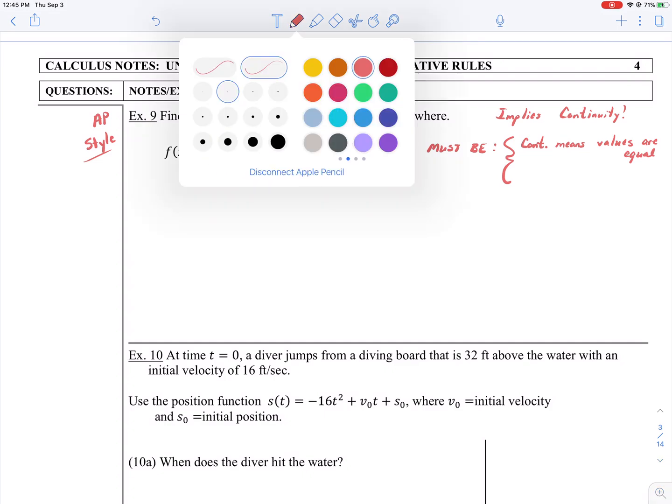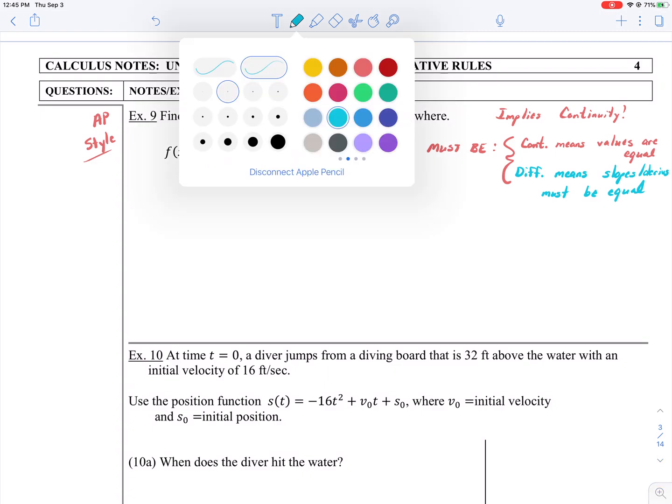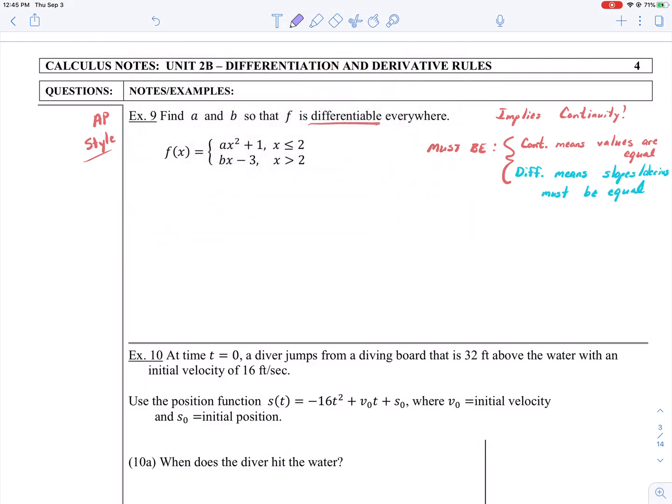But what does differentiability really mean? Differentiability is about the slopes. So differentiability means the slopes, or the derivatives, however you want to think about that, must be equal from each side. Because if the slopes are not approaching the same value, then I'm going to end up with some sort of sharp turn. So that's how we're going to set up our system. We're going to do a continuity equation, and then we're going to do a differentiability equation. So let's work with continuity first. It's a little bit more straightforward.